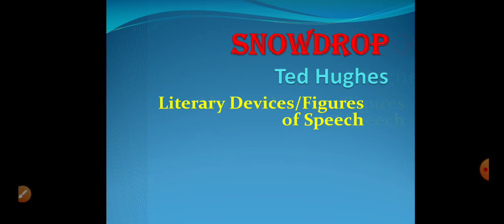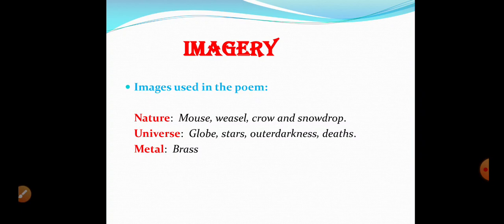And in this video, we are going to understand about the literary devices and some figures of speech that are used in this poem. So, first of all, we have some images that are used in the poem. You have a clear-cut understanding of imagery. Imagery, this is actually the capturing of image by the use of suitable expressions and words.